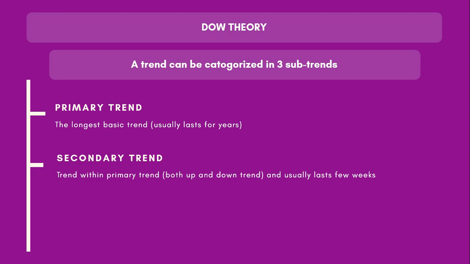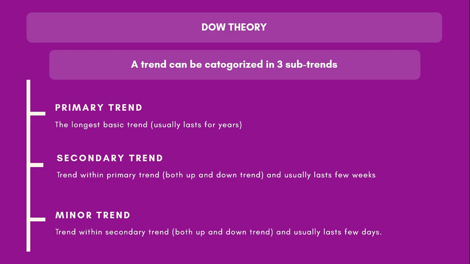And the third is the minor trend. Now the minor trend is within the secondary trend, and it is also in both the upside as well as the downside direction, and it usually lasts for a few days.